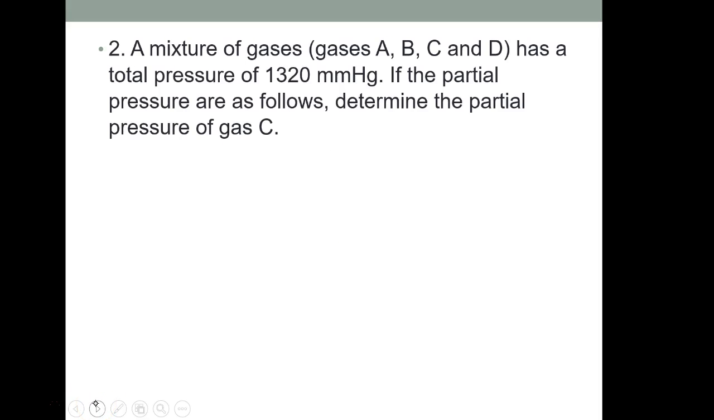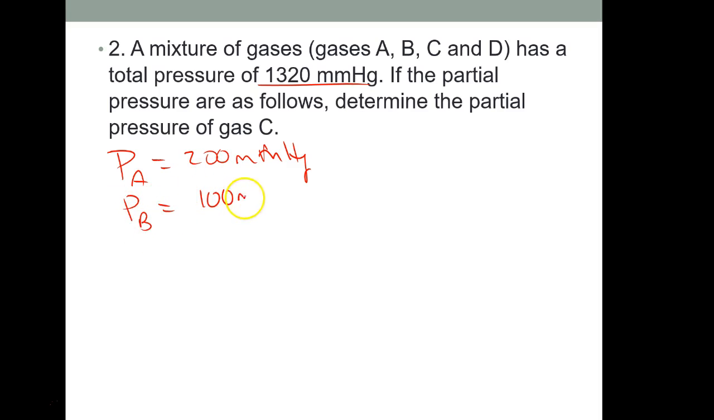Okay. So you have a mixture of gases A, B, C, and D. The total pressure is 1320. Oops. If the partial pressures are as follows, determine the partial pressure of gas C. Well, I don't have any partial pressures on here. For some reason, that didn't show up. Let's make up some numbers. Pressure of A is 200 millimeters of mercury. Pressure for B is 100 millimeters of mercury. I'm picking nice numbers. And pressure of D is 600 millimeters of mercury.